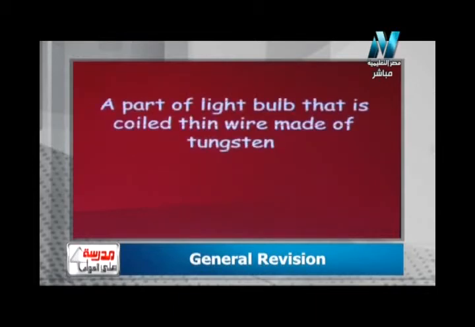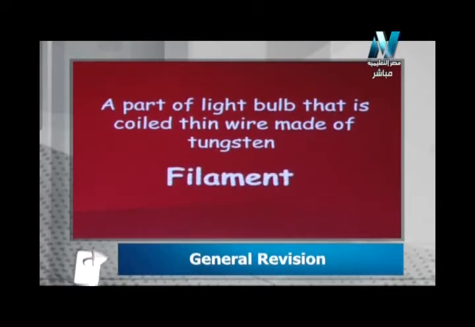Another question about the lamp: a part of the light bulb that is a coiled thin wire made of tungsten. Surely it will be the filament. And we know why we use tungsten in making the filament: because tungsten has a high melting point.